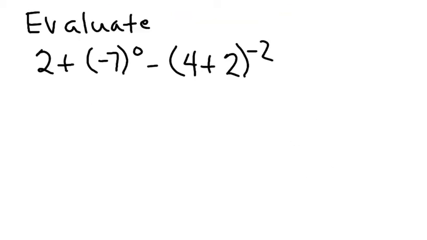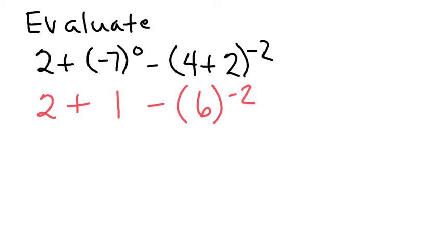Now let's sort of put all this together and see if we can evaluate a larger problem. So, when I look at this problem, the first thing I notice is this. This jumps out at me. -7 to the 0 power, that's just 1. So I'm going to go ahead and change that to 1. Then the next thing that jumps out at me is this. I can add those. 4 plus 2 is 6. So what I really have there is 6 to the -2 power.